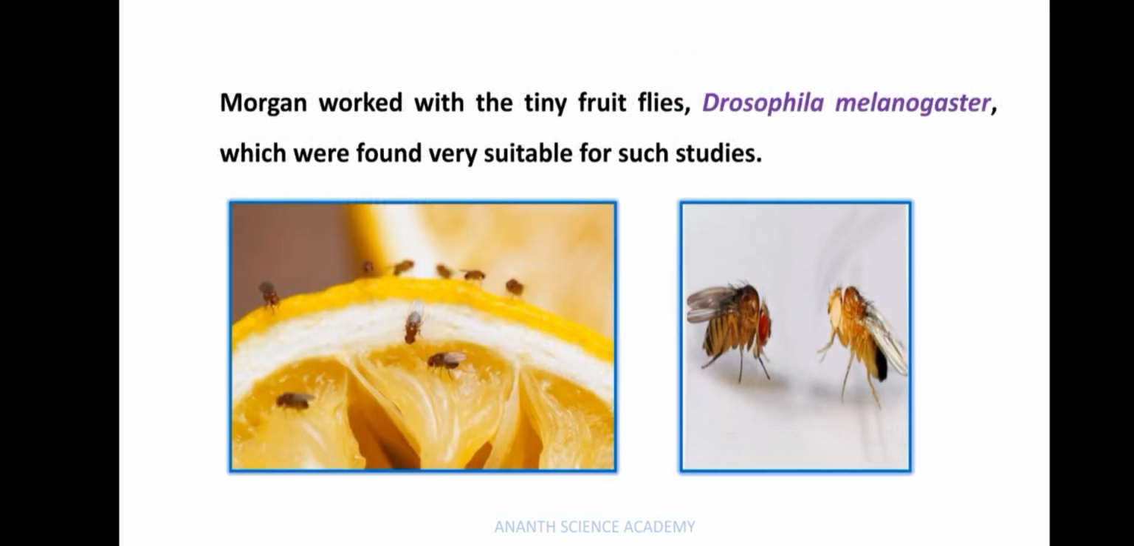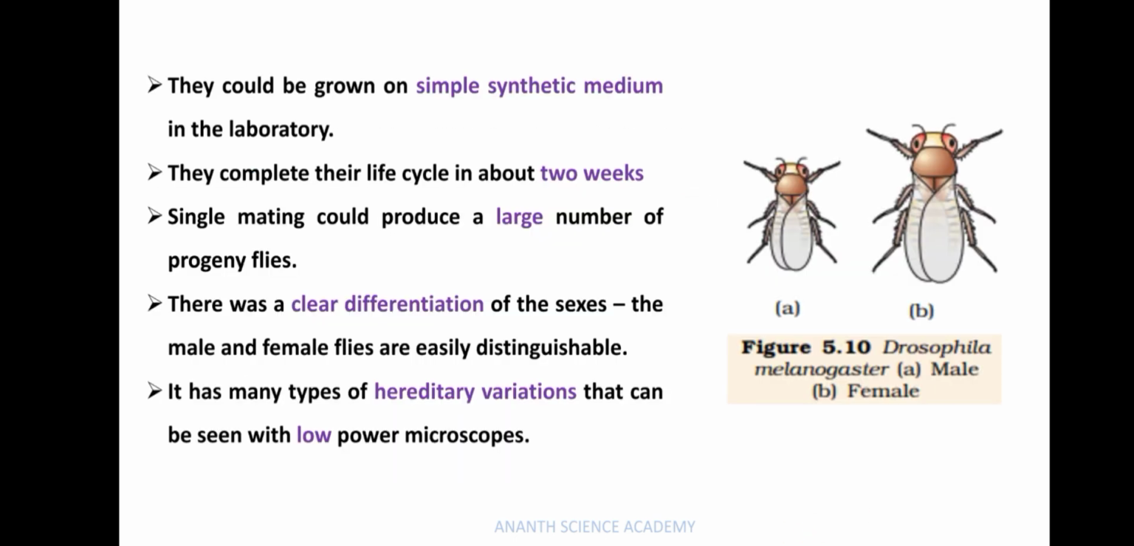Morgan worked with the tiny fruit flies Drosophila melanogaster, which were found very suitable for such studies. This name of the insect, Drosophila melanogaster, is a frequently asked 1-mark question. Why has Morgan selected this Drosophila particularly? These are the reasons. This is also a frequently asked 3-mark question.